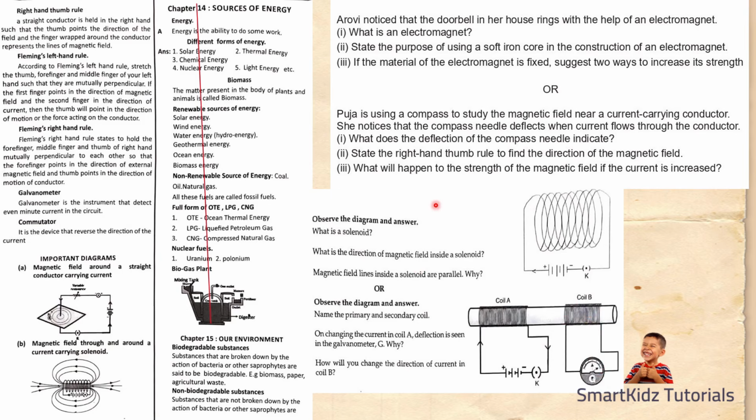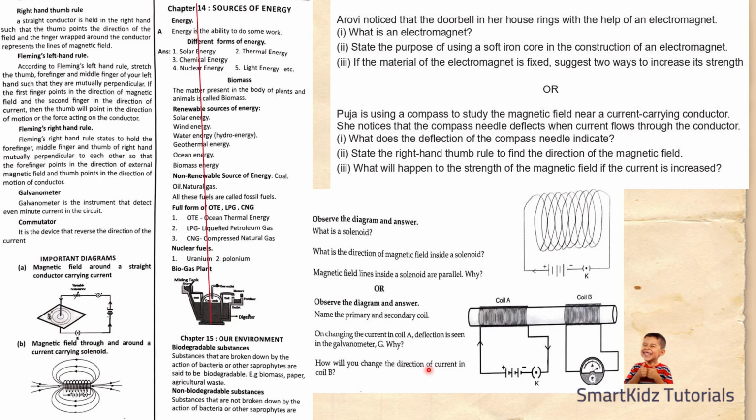Next, state the... sorry, here we are. On changing the current in coil A, the deflection is seen in the galvanometer. Okay, due to electromagnetic induction. So change in current in coil A produces a change in the magnetic field, which induces current in coil B. That is what happens.